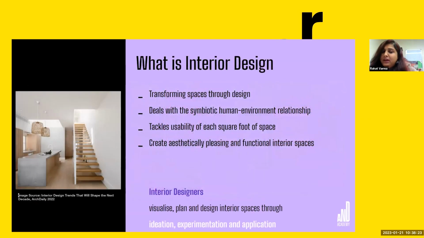And how do they do this? They do this by visualizing, planning for space, designing interiors. It will also include a lot of ideation, experimentation. You will get to basically transform space. It's like an interface between how man uses his interior space, and you get to design things for comfort for them. Of course, a big cliche, it has to be aesthetically pleasing while being functional. And this is something you'll only get to know more once you start practicing in the field.